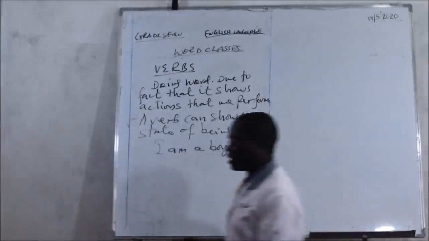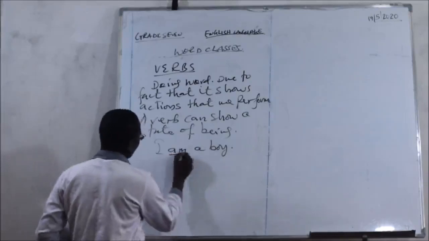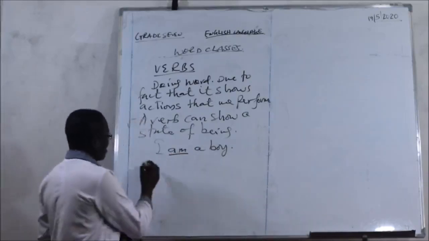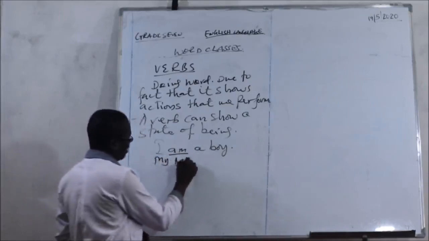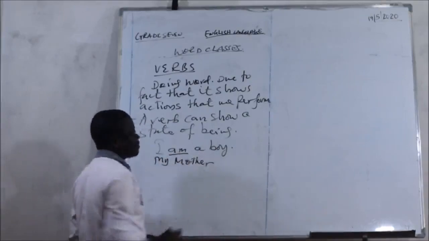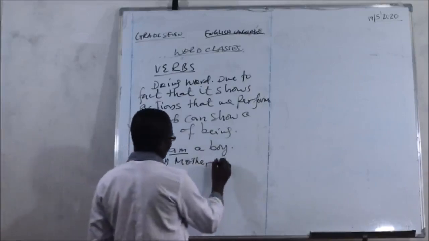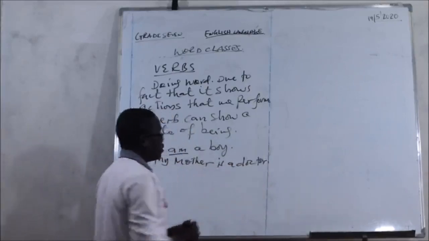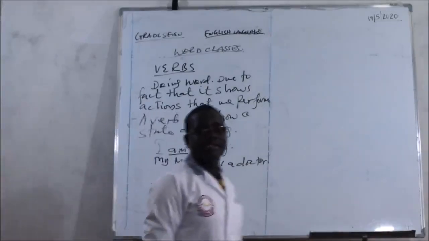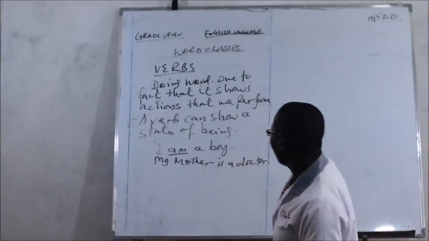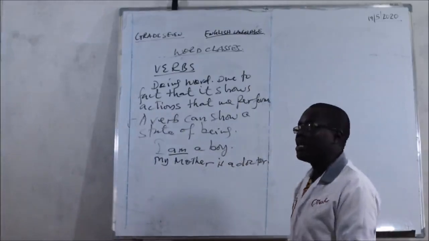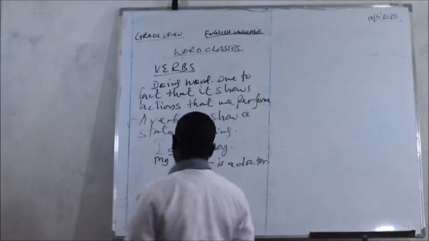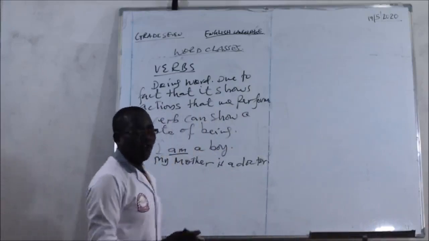Now, here we have got a verb that shows state of being. My mother is a doctor. Here, we don't show any action in that sentence, but again, we are showing the state of being, a state in which my mother is in. Now we can use a verb in showing a state of being.